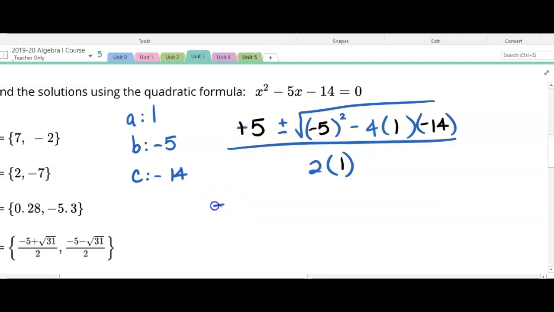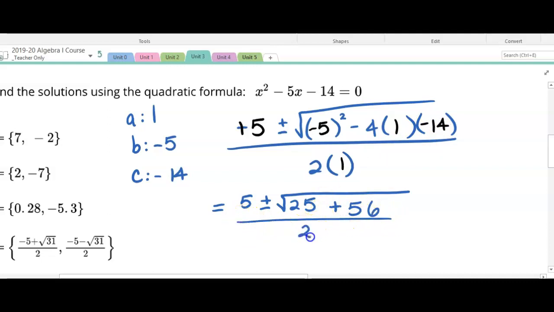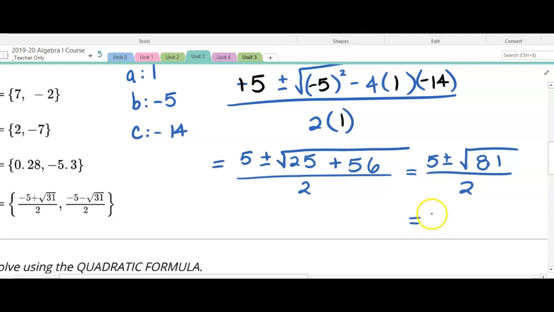Now let's simplify. 5 plus or minus, 5 squared is 25. -4 times 1 times -14 gives me positive 56 rather. Over 2 times 1 is 2. 56 and 25 gives me 81. Radical 81 is just 9.